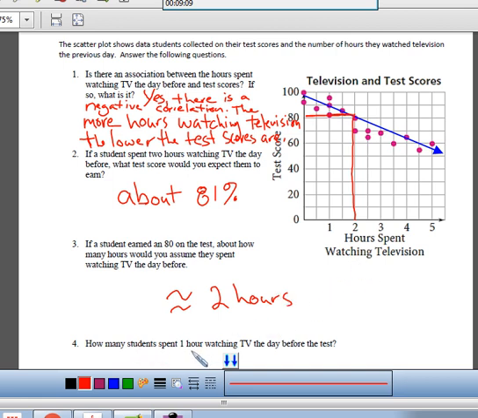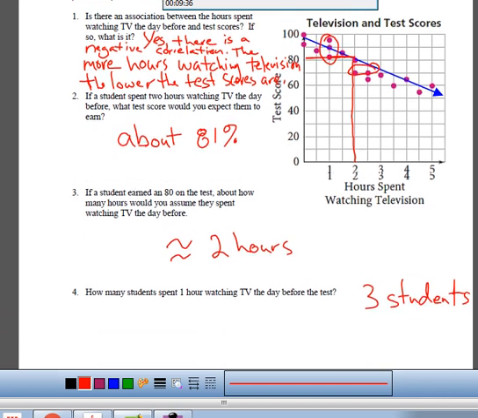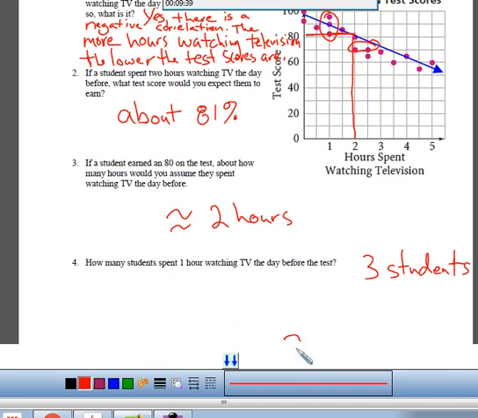How many students spent 1 hour watching TV the day before the test? So go up here and it looks like 3 students. And then the last question, how many students earned a 70 on the test? So follow 70 over, and it looks like we've got 2 students. So that's for question 5, which you can't see on my screen, but on your page.